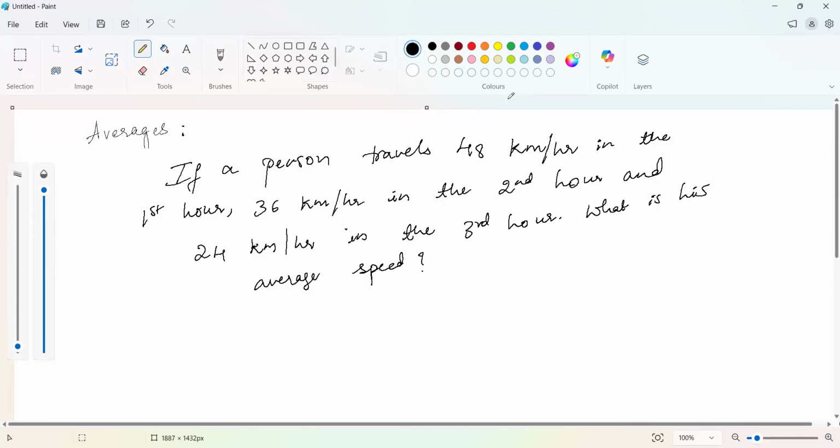Do calculations. Here, though I have not covered the speed formula for you right now, just try to attempt it once. It's okay. You can consider A is equal to 48 kilometer, B is equal to 36 kilometer, C is equal to 24 kilometer. We need to find the average speed.